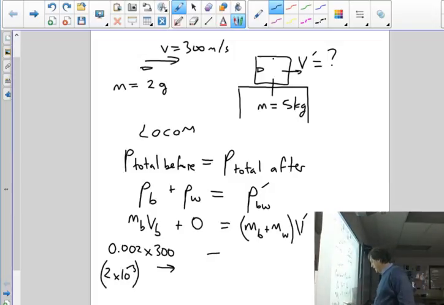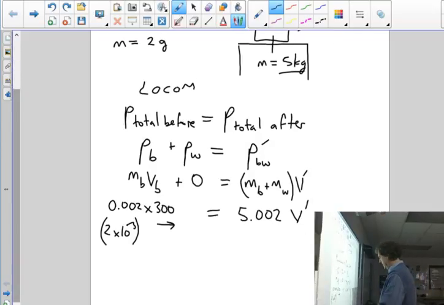So let's have a way of writing that. On the other side here then, you've got a mass of the bullet there of 0.002 plus the wood, which was 5 kilograms. So you've got to consider this to be 0.002 plus 5 kilograms. So you can put that down as 5.002 there as a total mass. And there's the velocity. So to solve for this then, to find out what the velocity actually is afterwards, all you need to do is divide through by 5.002 because it's being times here.